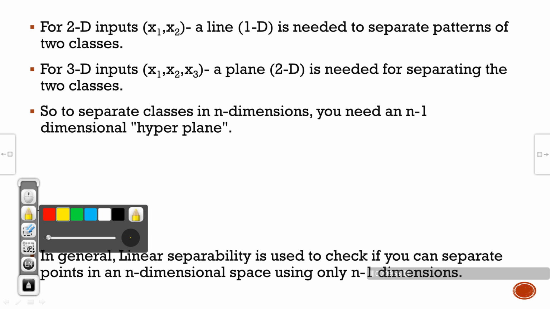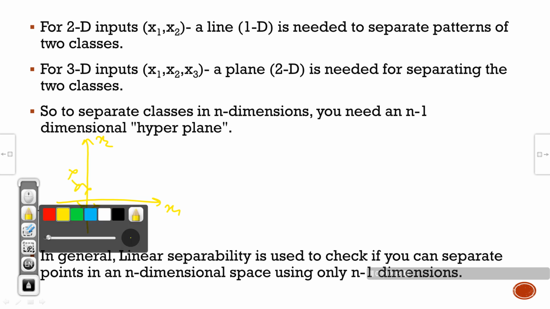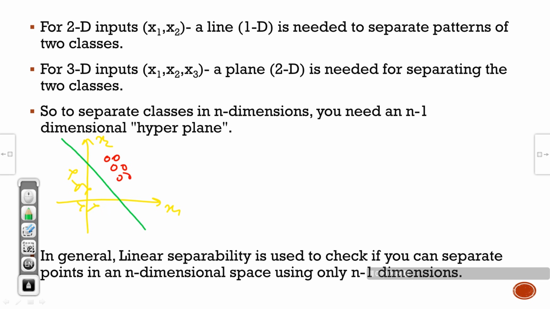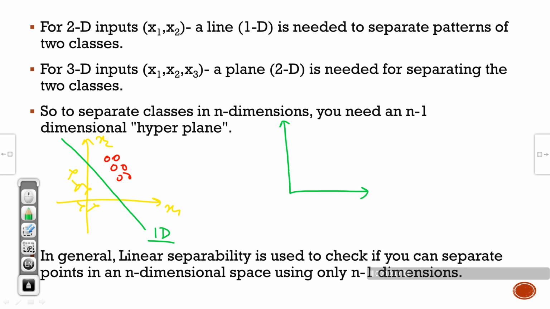For 2-dimensional problems, supposing I draw x1 and x2, if there are some patterns in one class and some other patterns in the other class, they should be separable by using a line, and a line is one-dimensional. Now if I have three-dimensional problems, it is very difficult to draw them, but somewhat like this, we can draw a cube.